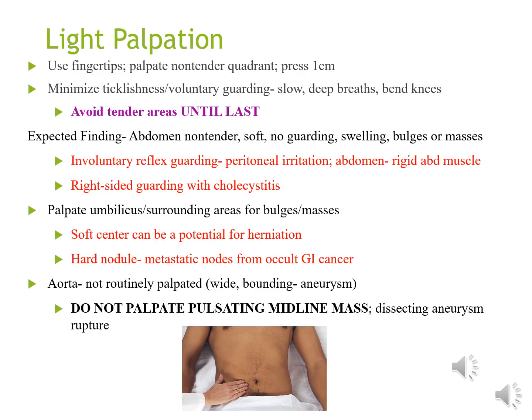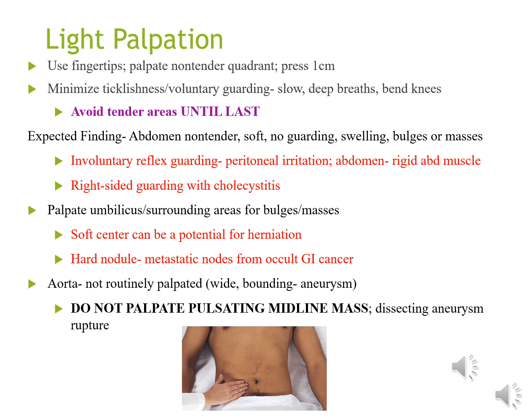When we do light palpation, we're going to use our fingertips, 2 to 3 fingertips. We're going to palpate the non-tender quadrants first. We are only going to press 1 centimeter, which doesn't really even displace tissue. We're just feeling the surface area. We can minimize ticklishness or voluntary guarding by having the patient bend their knees and always avoid the tender areas till last. How do you know? You're going to ask your patient if they're having abdominal pain.